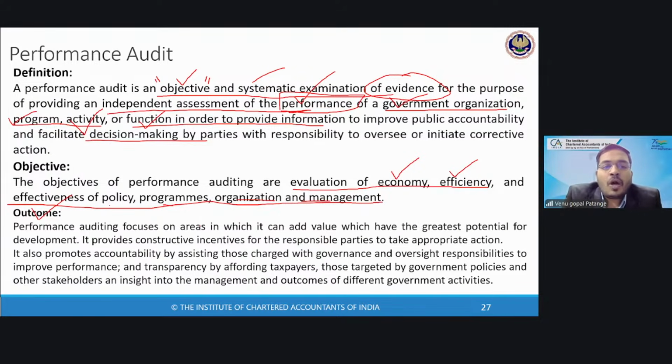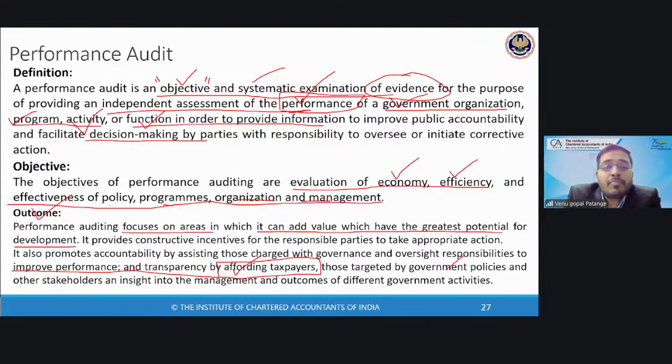So what is this outcome? It focuses on areas in which it can add value, which have the greatest potential for development. So why are we doing this? Because the one who pays taxes, their hard-earned money, those should get benefited, right? The targeted government policy should get benefited.